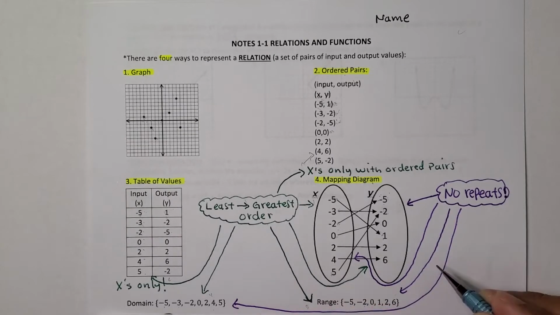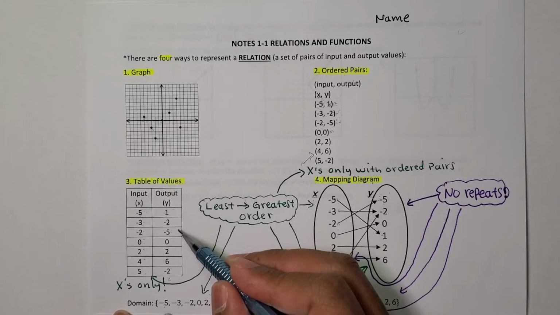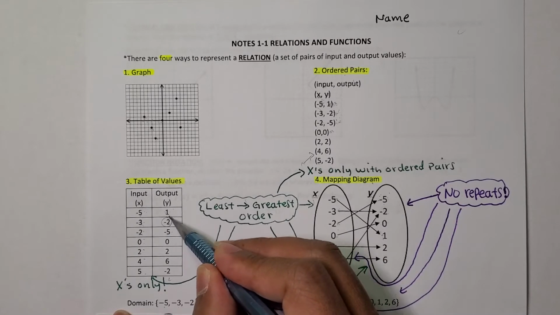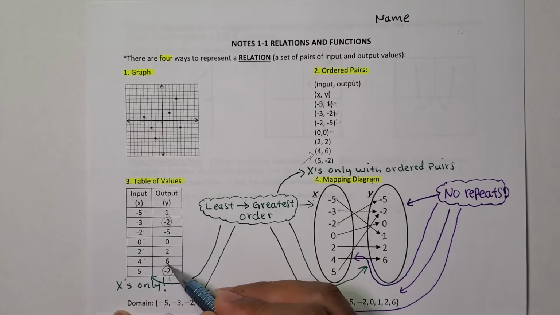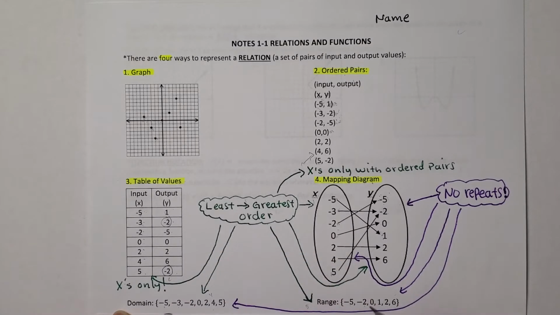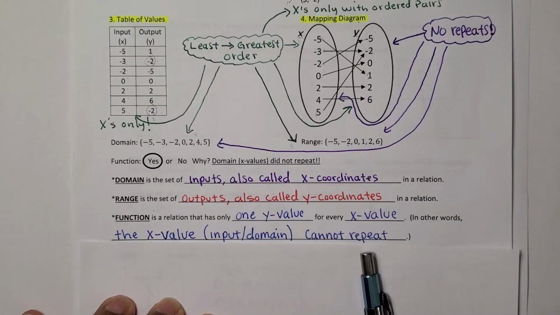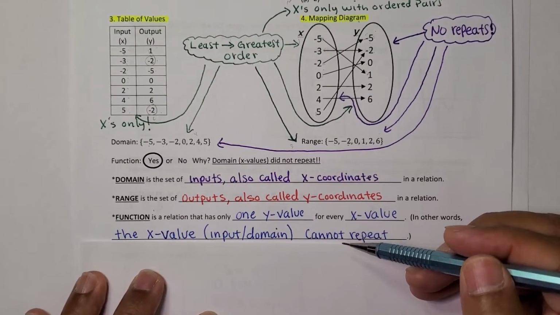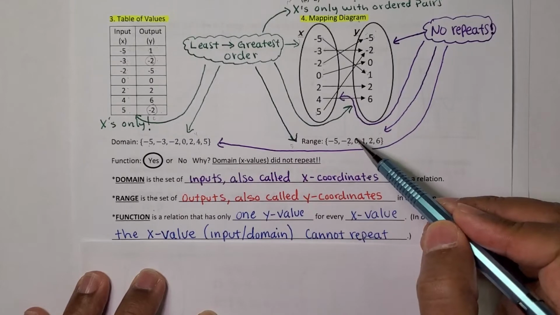So watch, for example, look at this table of values. I have -2 here, and also -2 here, so I have -2 repeated. Okay, I have it twice. But on the range, I only have it once. Okay, so the point is you don't repeat the same value twice on range, domain, X values and Y values. Okay, so let's continue.